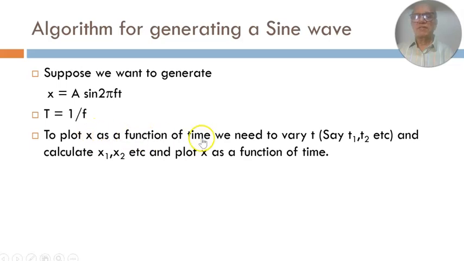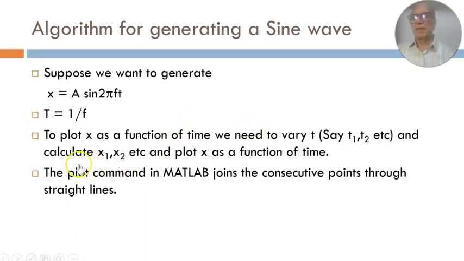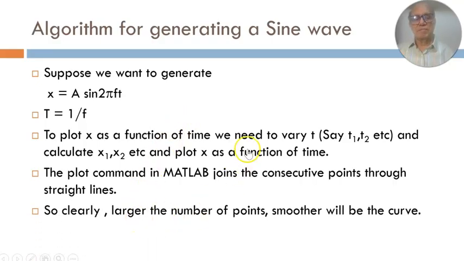Now, to plot x as a function of time, we need to vary t, say t1, t2, t3, etc., and calculate x1, x2, etc., and plot x as a function of time. This is something I have already said, repeated here for convenience. The plot command in MATLAB joins the consecutive points through straight lines. So even if it is a curve, the graph between two consecutive points is a straight line. Clearly, if you want your curve to look smooth, the larger the number of points you have, the better it is going to be.